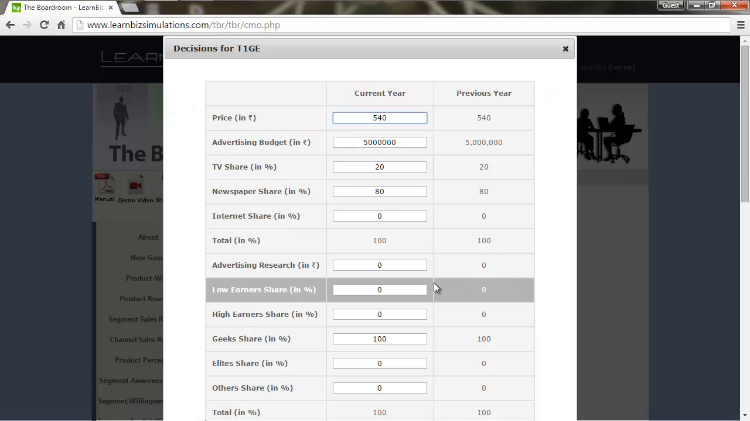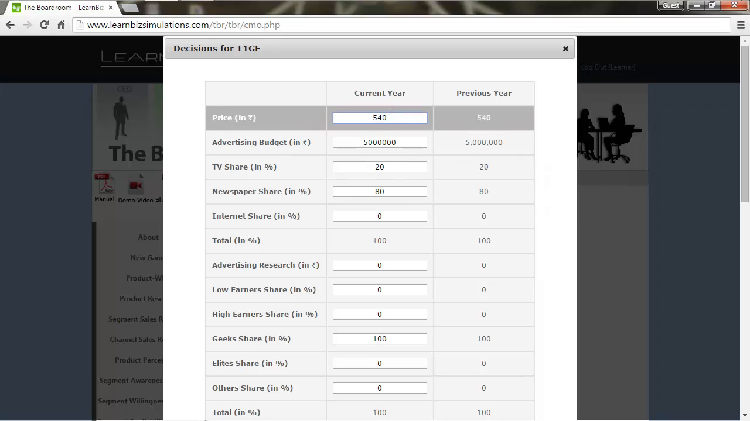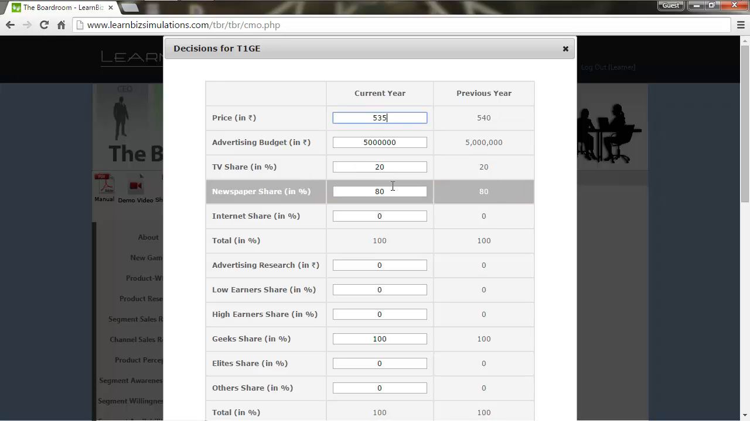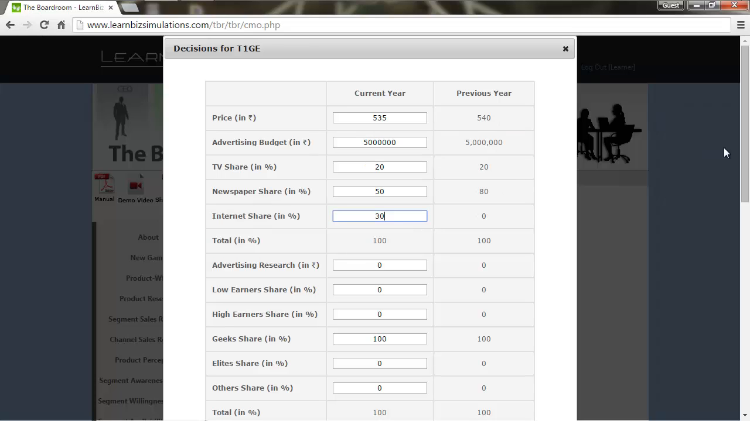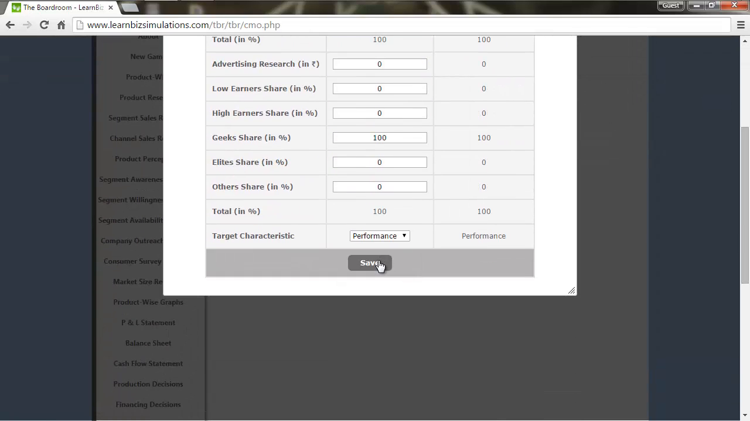Moving on to the T1GE product, we decide to reduce the price by 1%, thereby rounding it to 535. Retain the advertising budget spent but reduce the newspaper share to 50% from 80% and increase the internet share to 30% from 0%, and retain the rest of the parameters as they are. Save the decision.